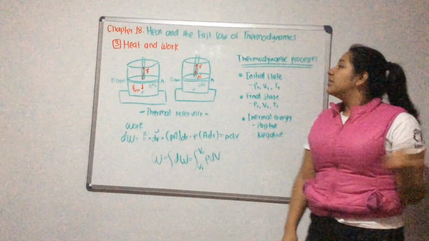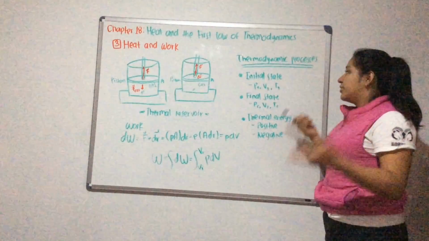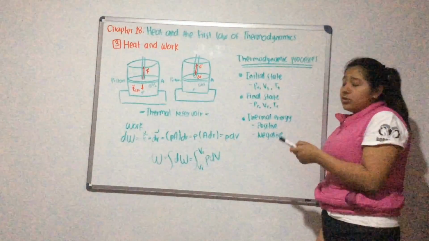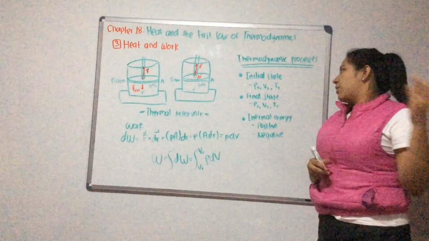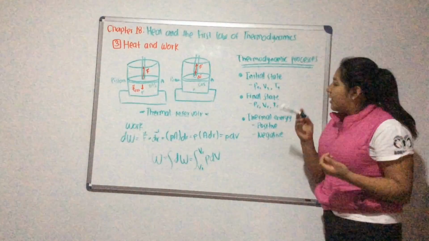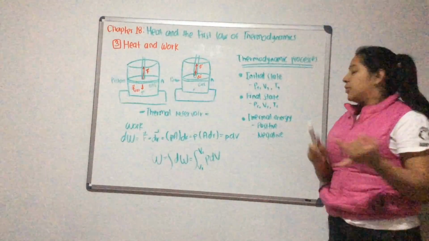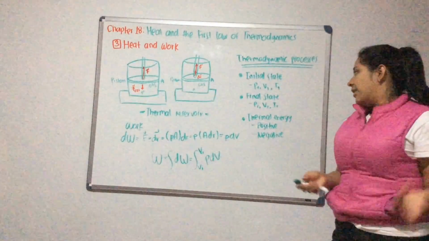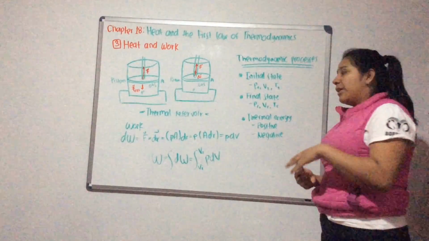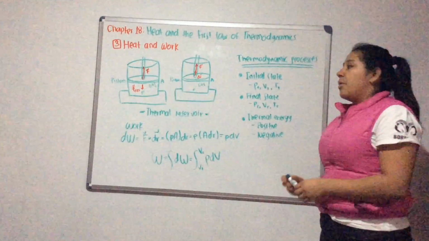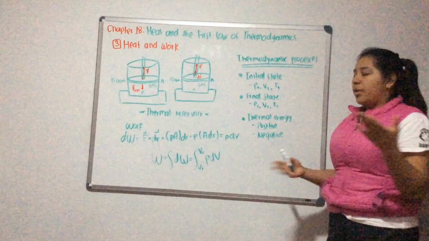And in order to explain the behavior of this system, we have to take into account two things. The first thing is an initial state given by the pressure 1, the volume 1, and the temperature 1. And the second thing is that we have to take into account a final state, which is the final pressure, volume, and temperature.